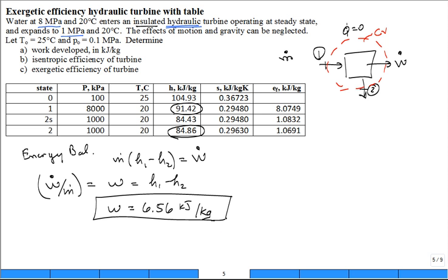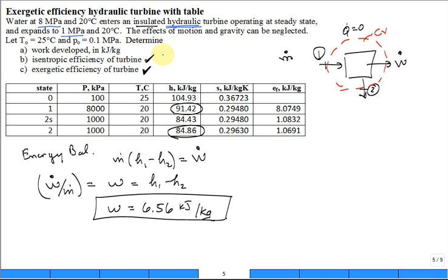Part B, what is the isentropic efficiency? This efficiency is what you were used to in the previous semester. You mastered the isentropic efficiency. Now, for part C, it's the exergetic efficiency.